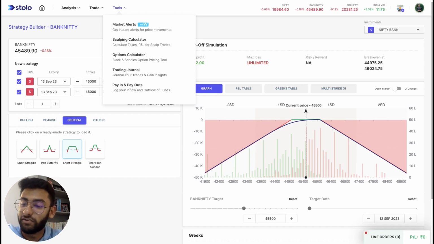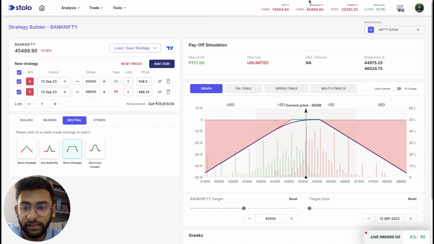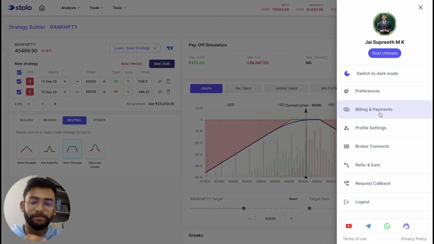We have market alerts to alert you through WhatsApp, as well as Instagram, in terms of price movements. We have your scalping calculator, your options calculator, and a trading journal to reflect on all your trades and learn from your mistakes, so that at the end of the day, you may become a better trader, right? So that is one thing. And yes, this is the complete analysis side of Stolo, right?